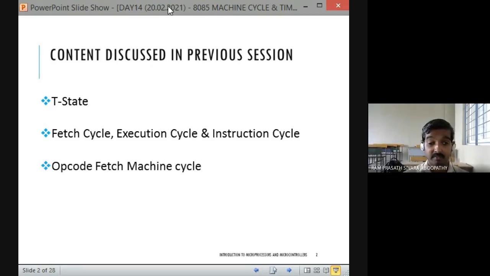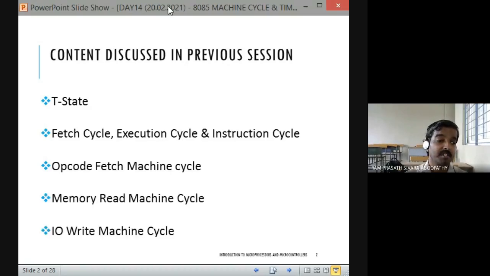Then we have discussed opcode fetch machine cycle, memory read machine cycle, and IO write machine cycle. Memory write machine cycle will be taken as a seminar by Maria. IO read machine cycle will be taken as a seminar by Sugandh, in Wednesday class.